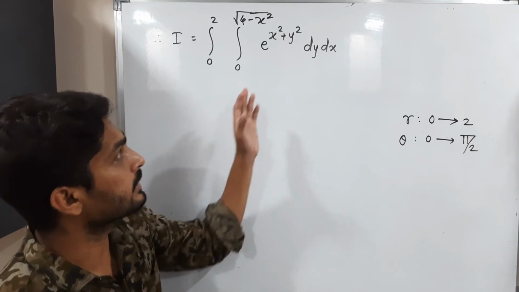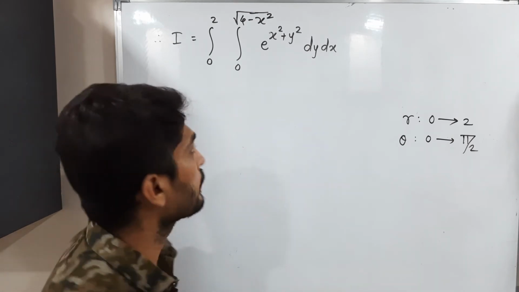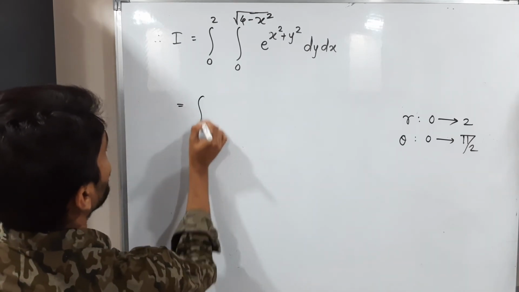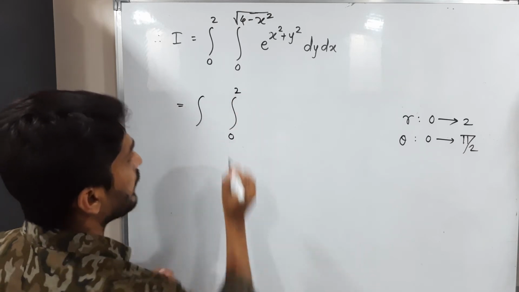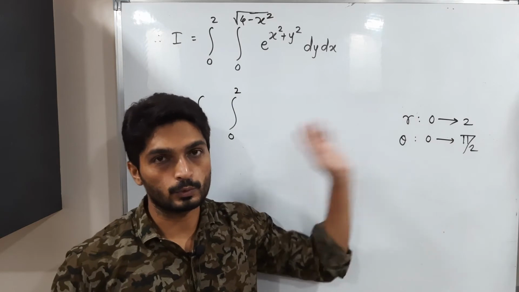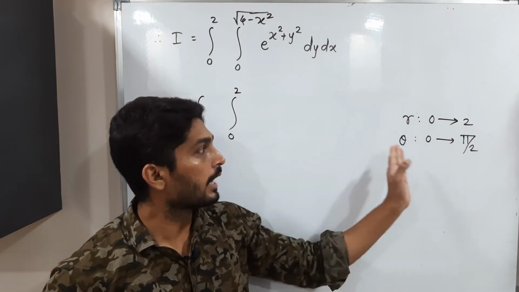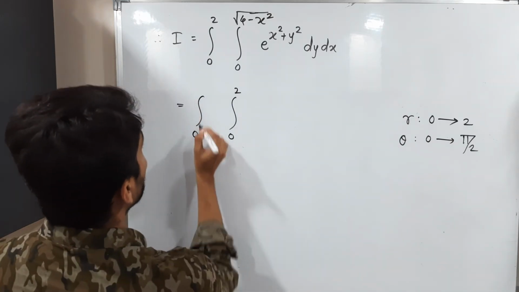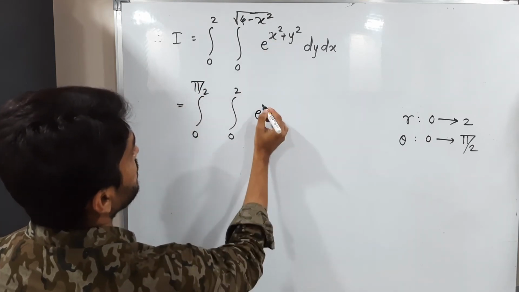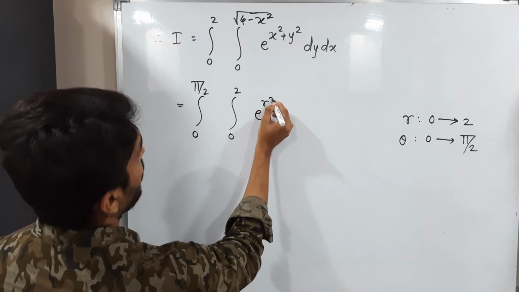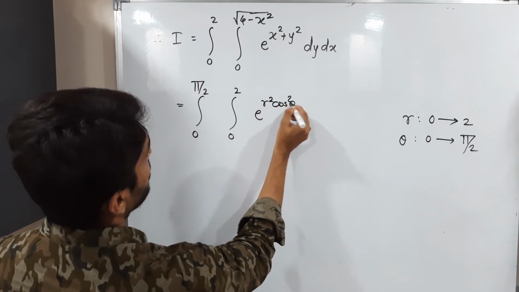Okay, so let us solve this integral. We are going to convert it in terms of r and theta. Always the inner integration is with respect to r, and the limits of r are 0 to 2. So that's why I wrote the limits of r here, and the limits of theta are 0 to pi by 2. e raised to x is nothing but r cos theta, so r square cos square theta.